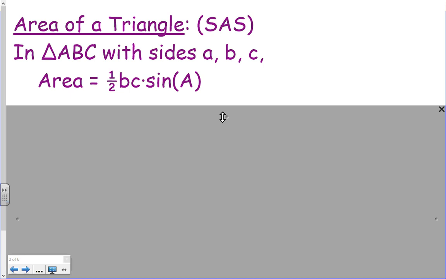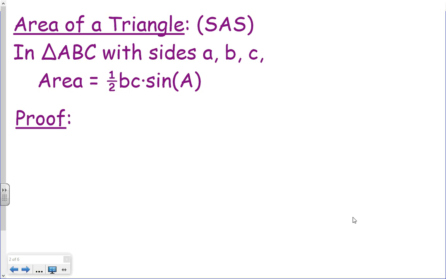And it really doesn't matter what two sides and the included angle you're working with here. You could write this actually three different ways. You could use sides B and C like you see here with angle A, or we could write it in terms of sides A and C or A and B, and obviously the included angle with each of those. But here's our formula then: 1/2 B times C times the sine of A. All right, let's take a look at where this comes from.